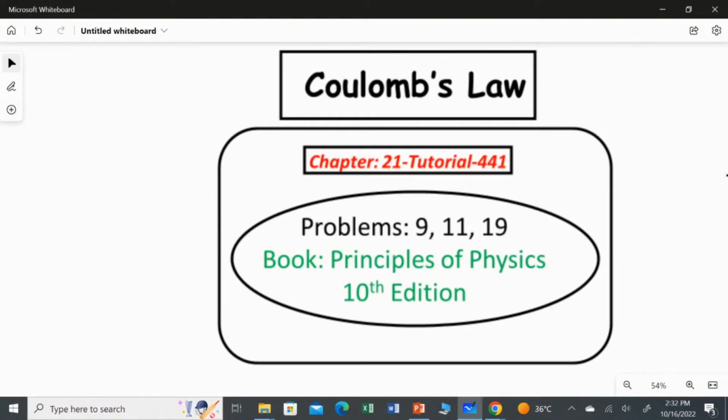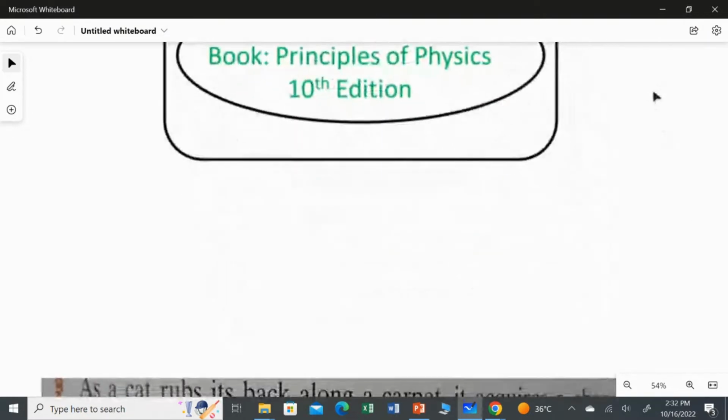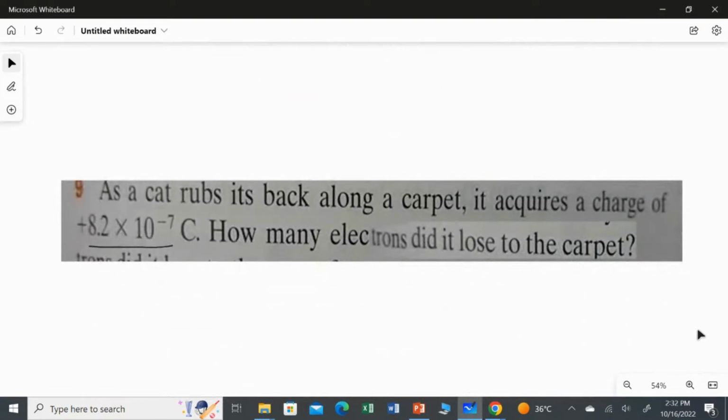In this video, I'm going to solve these three problems taken from the book Principles of Physics, 10th edition. The title of the chapter is Coulomb's Law.